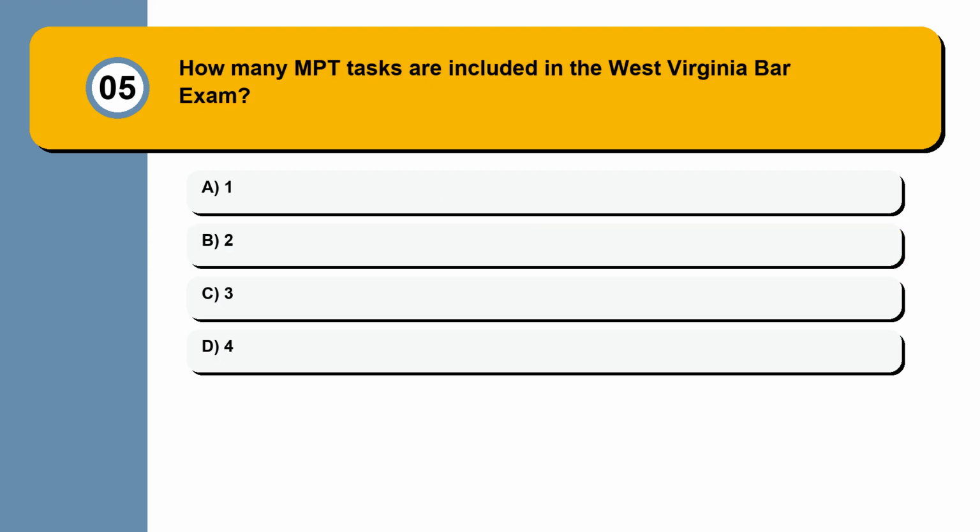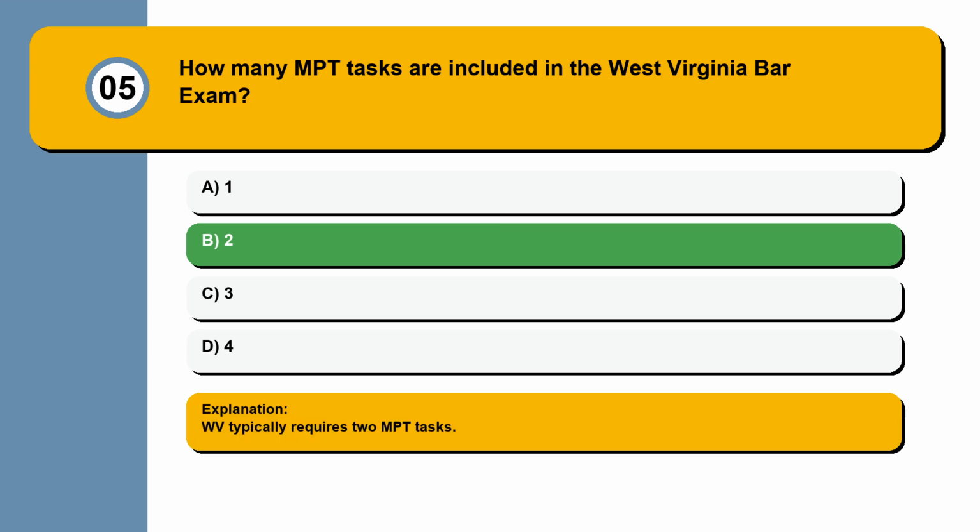Question 5. How many MPT tasks are included in the West Virginia Bar Exam? 1, 2, 3, 4. WV typically requires 2 MPT tasks.